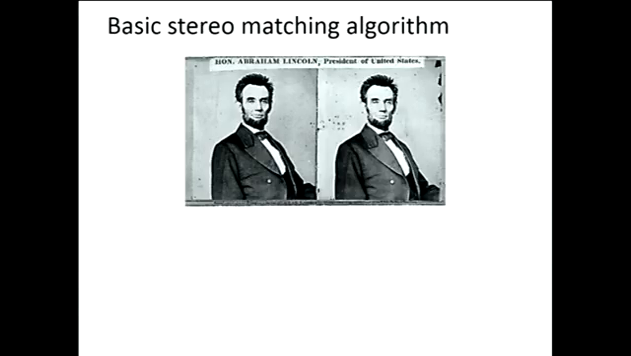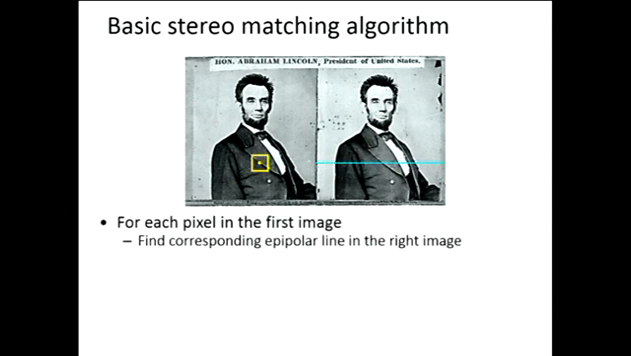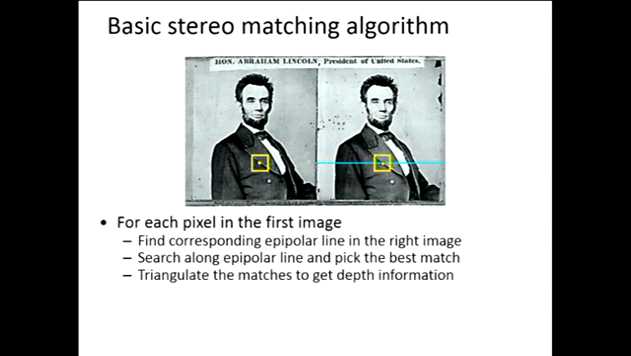Okay. So the basic stereo matching algorithm now is just for every pixel in the first image, we find the corresponding epipolar line in the second image, and we search along that epipolar line for the corresponding point. So now instead of doing template matching over the whole image, we're just constrained to that line. And then we pick the best match. So I search across that line, I pick the best match. Obviously, you'd want to search every pixel, not just every 20 pixels. And then we can triangulate the match to get the depth information, because now we've got 2 rays from each camera center through corresponding pixels.